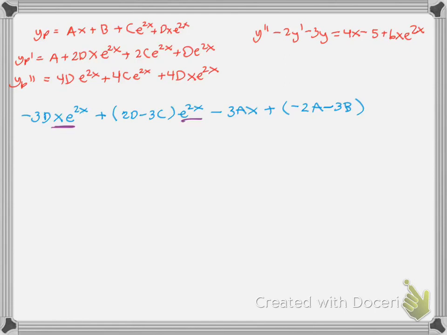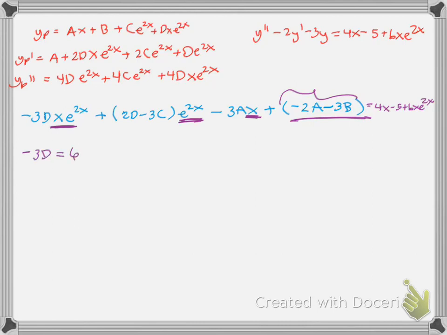So I sort of grouped it together according to their terms. So negative 3dx e to the 2x plus the coefficient 2d minus 3c e to the 2x minus 3ax. And then the constant is negative 2a minus 3b. And so that means in terms of looking at the right-hand side, 4x minus 5 plus 6x e to the 2x, right? Then negative 3d should be equal to what?